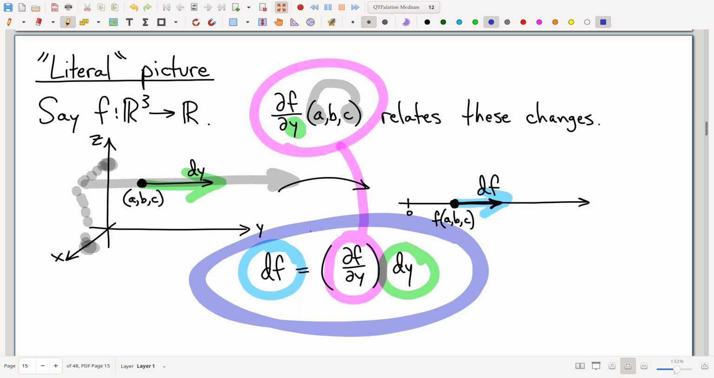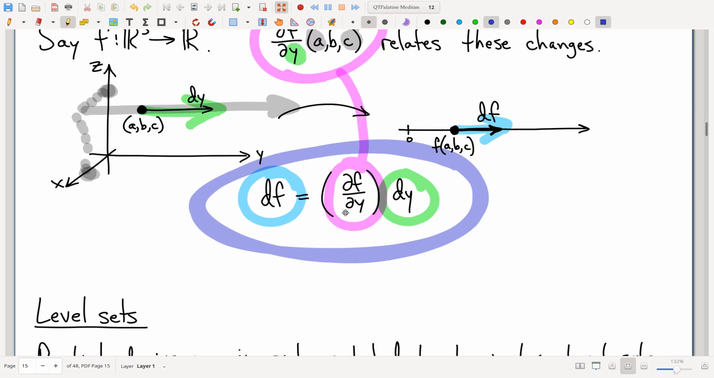Yeah, so the idea is that we're moving in the domain by some amount. That's, of course, in the y direction because it's the only thing that's allowed to change. So that's dy, our input change. And then the function called f changes by some amount, so I call that df.